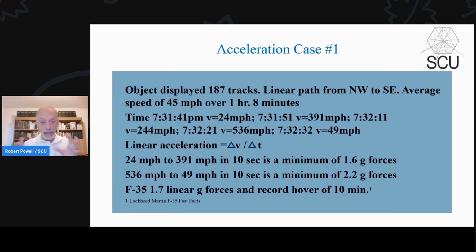To give you a reference, an F-35, which had just been developed by the year 2008, in terms of linear acceleration, can only accelerate up to 1.7 Gs, right? So technically, it might be able to accelerate linearly to the numbers you're seeing here. The problem is it could not have traveled 1 hour and 8 minutes at a speed of only 45 miles per hour on average. The reason, the record for an F-35 to hover is only 10 minutes because it uses a huge amount of fuel, and there's no way we have any craft that can travel at low speeds and then suddenly accelerate with those type of g-forces and then decelerate again.